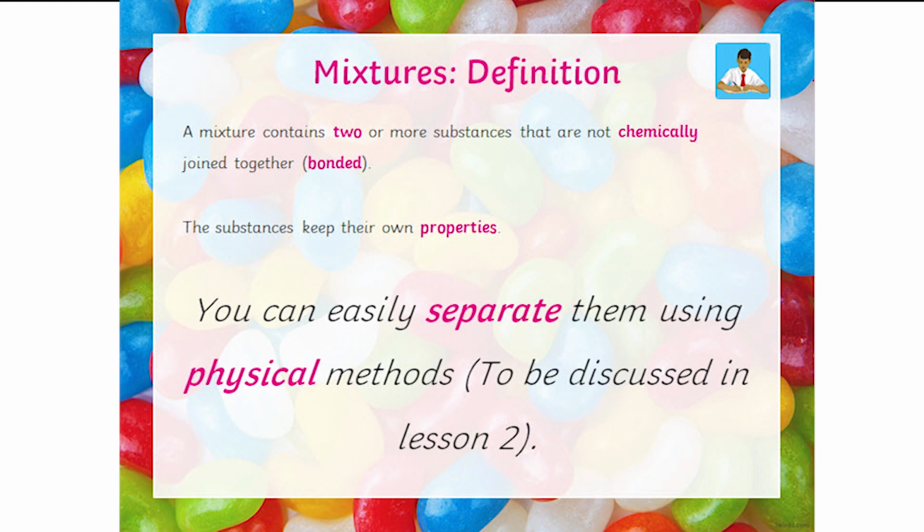A mixture contains two or more substances that are not chemically joined together. The substances keep their own properties. You can easily separate them by using physical methods. These methods will be discussed in Lesson 2.